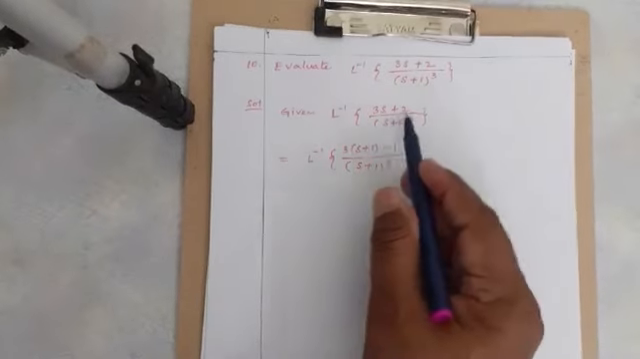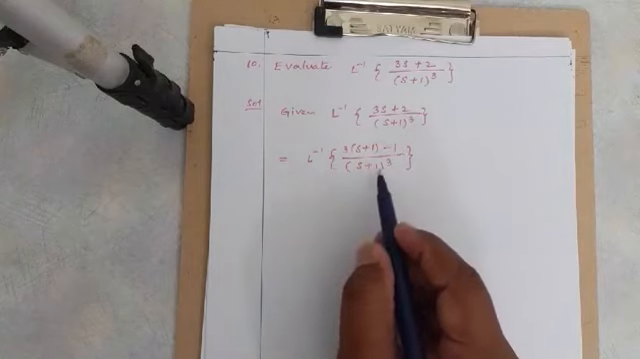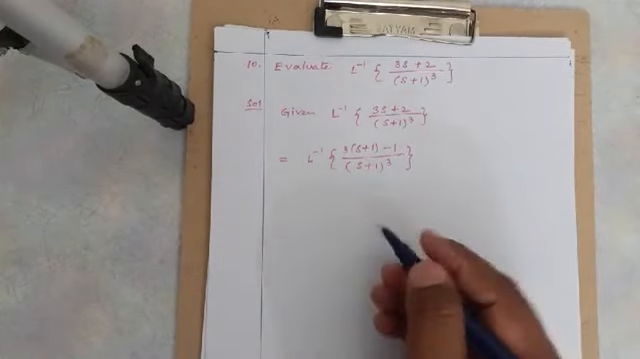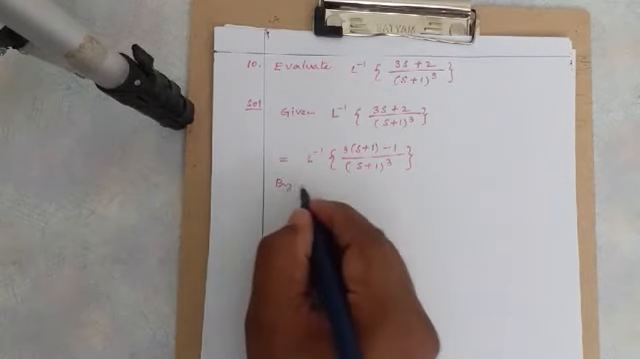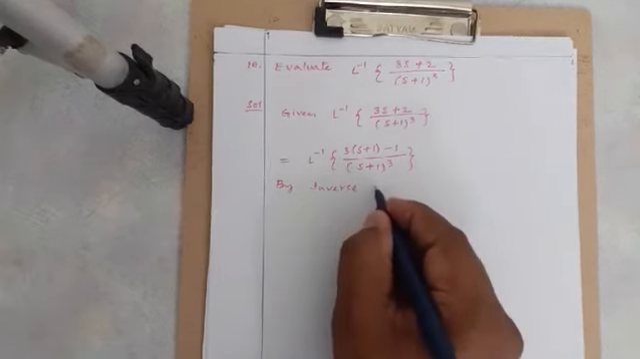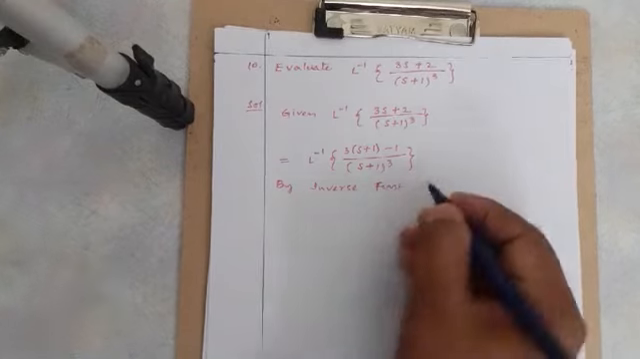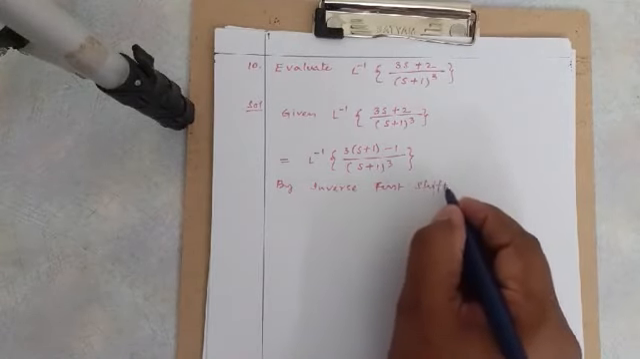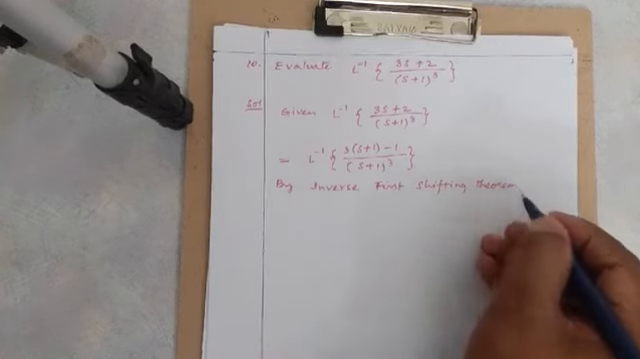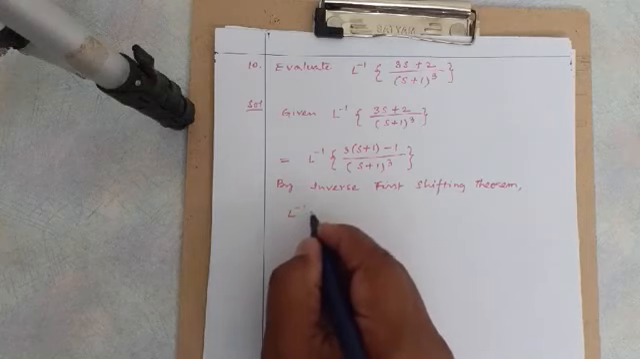So I am writing the numerator in the form of 3 of s plus 1 minus 1 upon s plus 1 whole cube, the same as it is. After writing that, by inverse first shifting theorem, what is the first shifting theorem in inverse Laplace?